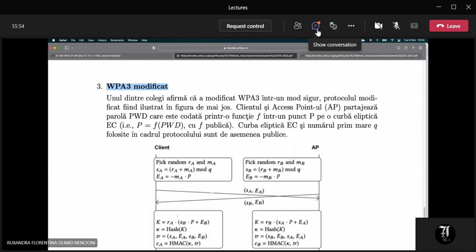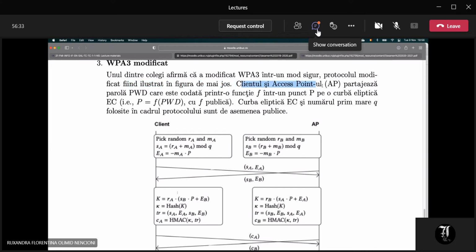Okay. The other exam, it's WPA3 modified or changed. This is more mathematical, and you can also expect something like this. So again, I'm expecting you to have some basic notions, both crypto and networking. Okay, we don't start from scratch. So one of your colleagues said that he or she changed WPA3 to be even better, because we know WPA3 is susceptible to some attacks. How it is changed is illustrated in the figure here.